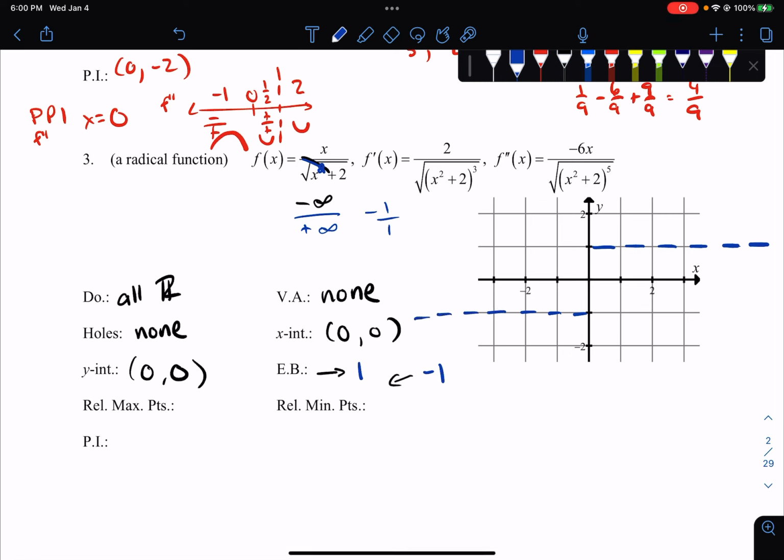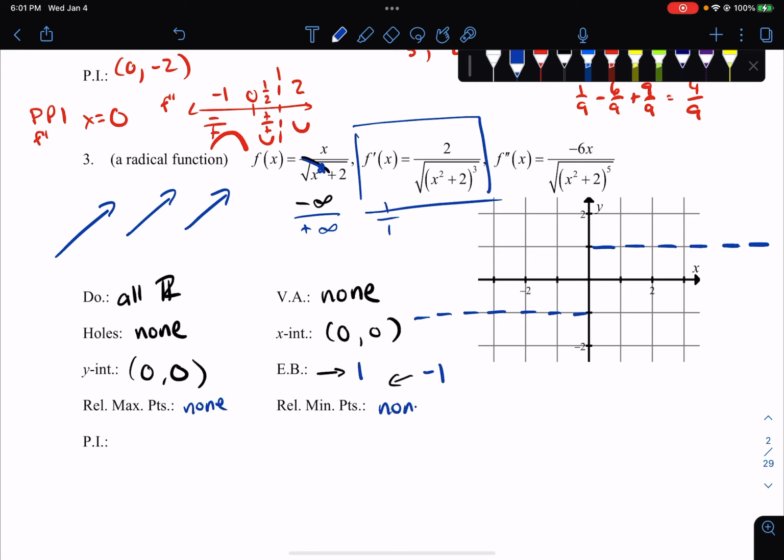Okay, relative max and minimum. So let's look at f prime. The top is always positive. The denominator, it doesn't matter what I plug in on the bottom, it's never going to become 0. And in fact, it's always going to be a positive number. And so I end up with a positive over a positive all of the time. So my function is always increasing. It's going up everywhere. So that means I'm not going to have a relative maximum, and I'm not going to have a relative minimum, because it just keeps going up.